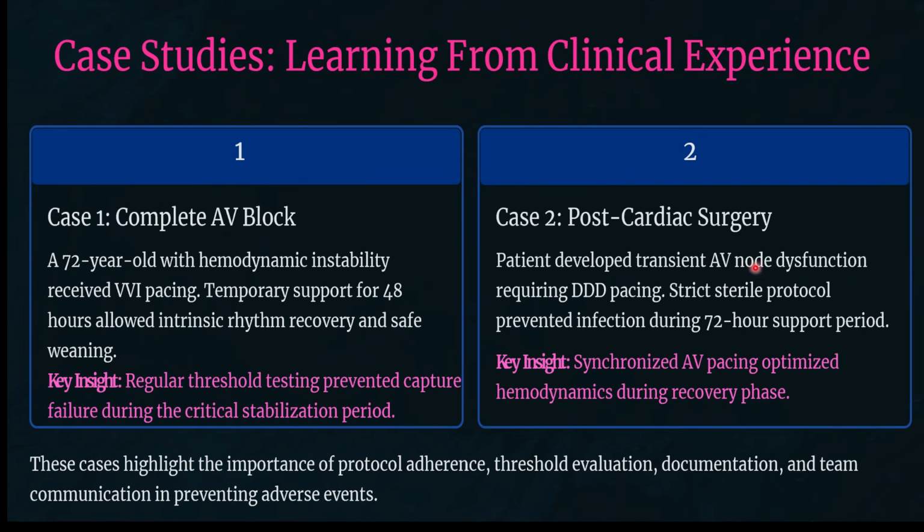The second case is post-cardiac surgery. The patient developed transient AV node dysfunction requiring DDI pacing, with a strict protocol to prevent infection during the 72-hour support period, and synchronized AV pacing optimized hemodynamics during the recovery phase. These cases highlight the importance of adherence to the protocol, threshold evaluation, documentation, and team communication to prevent any adverse effects.